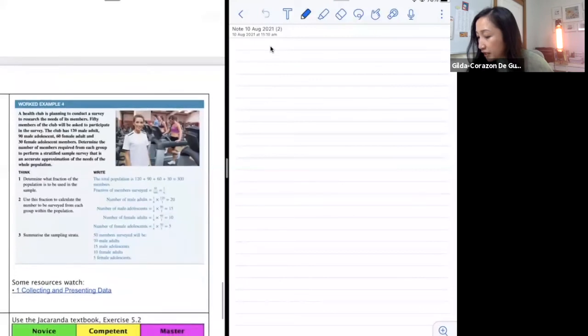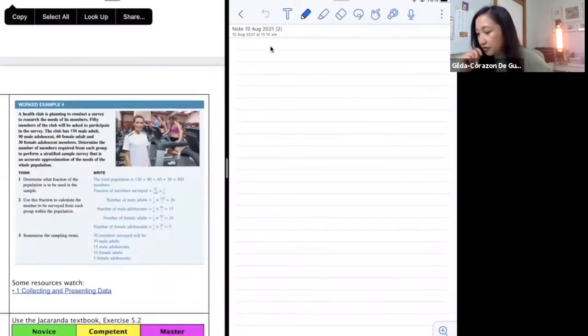Example 4 there: a health club is planning to conduct a survey to research the needs of its members. 50 members of the club will be asked to participate in the survey. The club has 120 male adults, 90 male adolescents, 60 female adult, and 30 female adolescent members. Determine the number of members required from each group to perform a stratified sample survey that is an accurate approximation of the needs of the whole population.